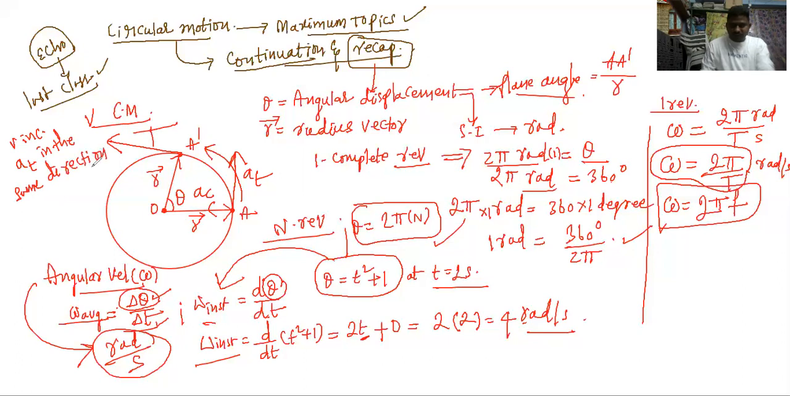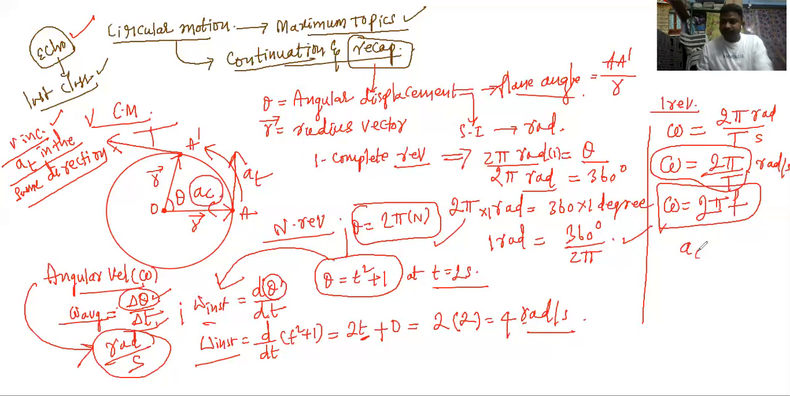Just because some of the students informed there is a disturbance in the video, I'm making this video once again, in the form of a quick recap. In circular motion, if the velocity is increasing, tangential acceleration will be in the same direction, but the centripetal acceleration will always be towards the center.